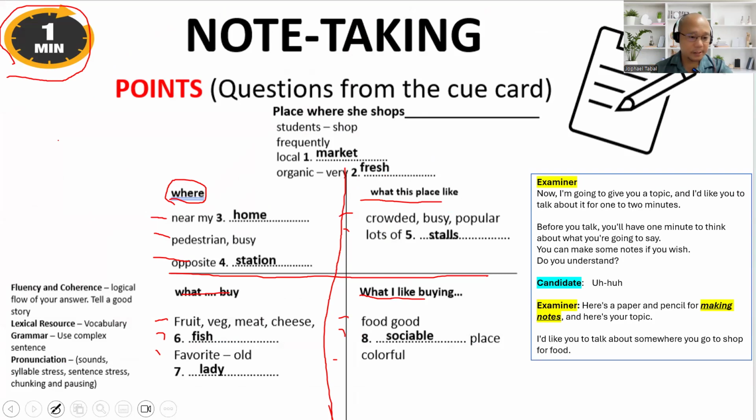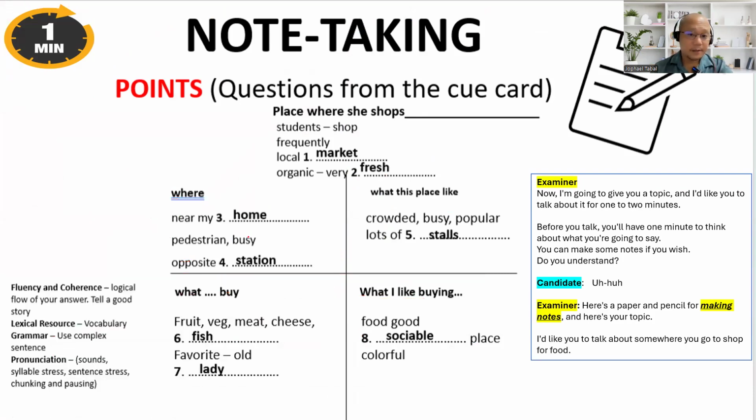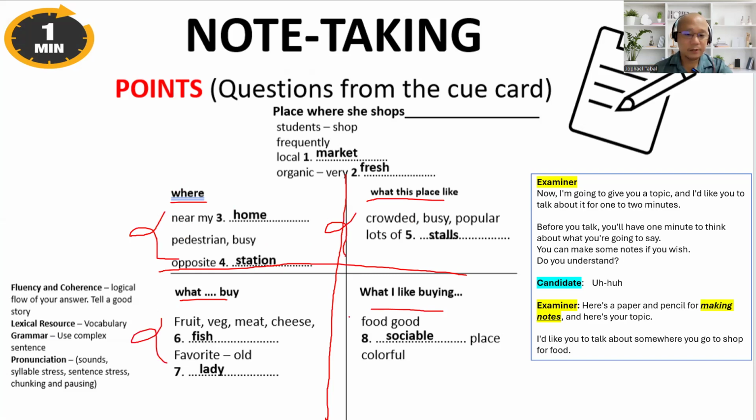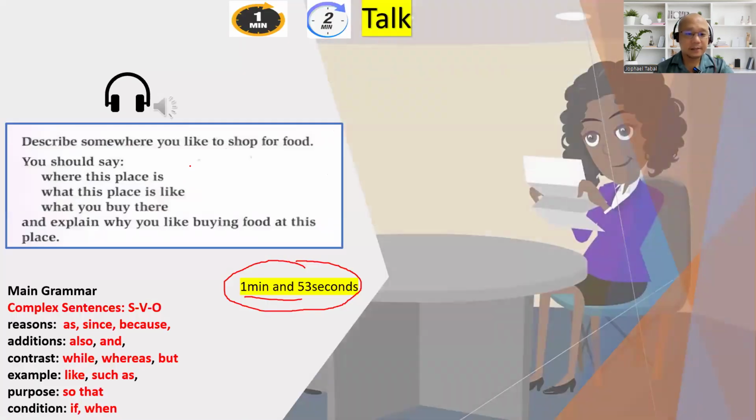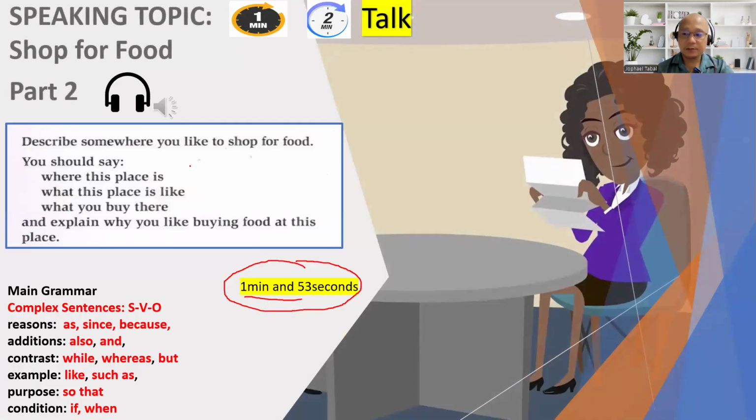The candidate here draws a horizontal and vertical line, a cross, and takes notes. Check the cue card: what this place is like, what she buys there, and what she likes buying. He or she begins taking down notes for 1 minute. Then after that, the candidate has to start talking for 1 to 2 minutes.